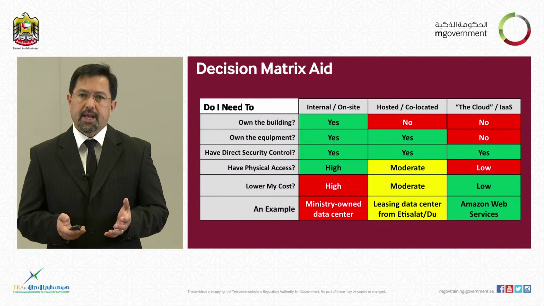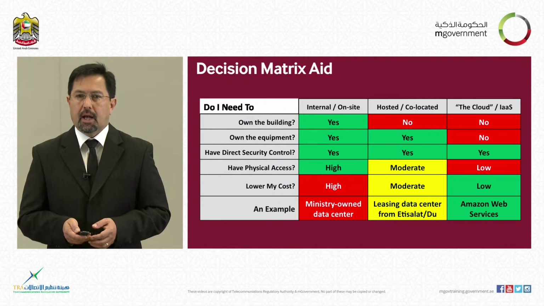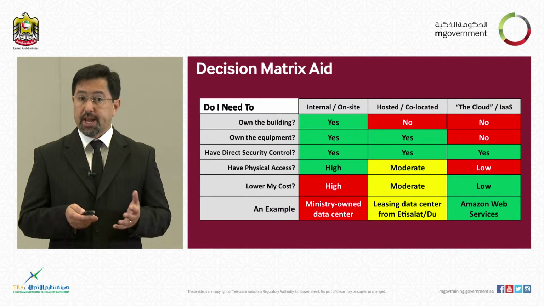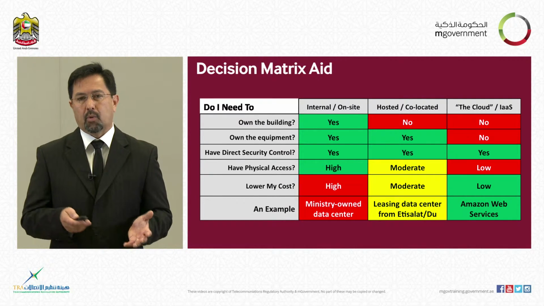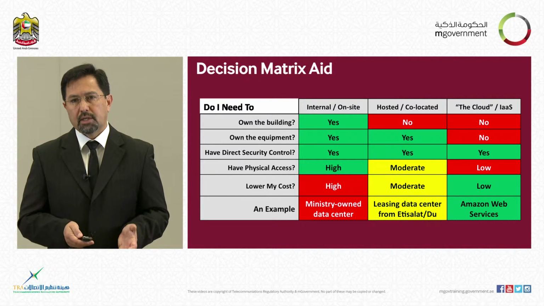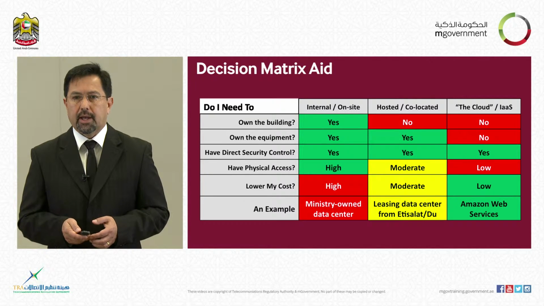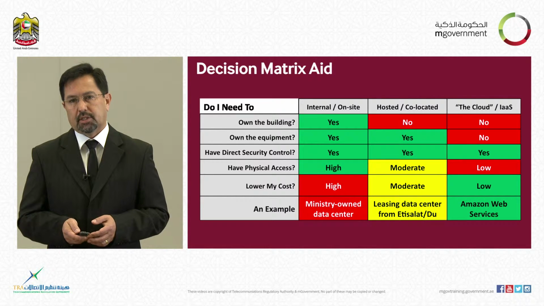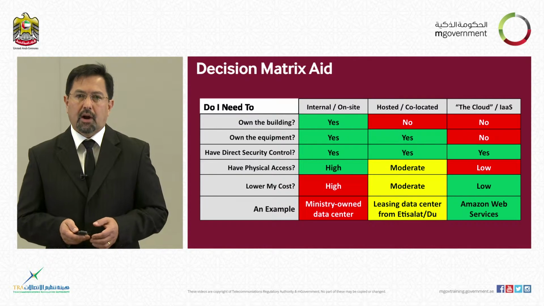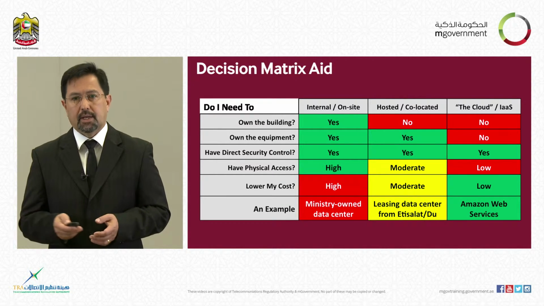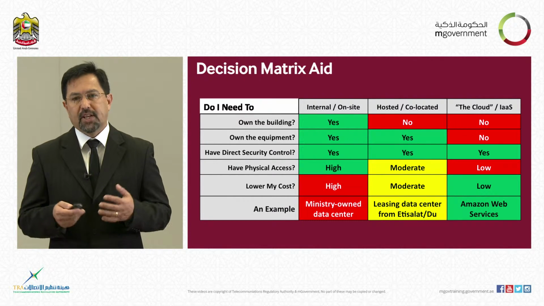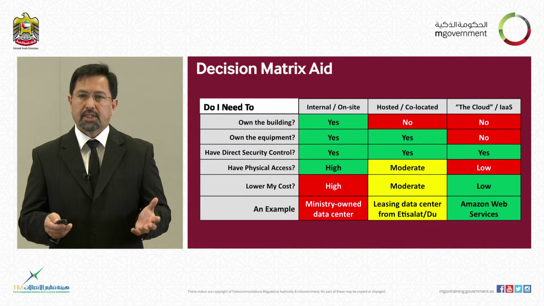So this slide is a decision matrix aid, where on the left-hand column, there's a series of questions that you can ask yourself to help make decisions about whether the options of internal on-site, hosted, co-located, or the cloud, X as a service, are really the options to choose from. And to make decisions, you just run through this series of questions: do I need to own the building? Do I need to own the equipment, have direct security control, have physical access, or is cost my principal driver?